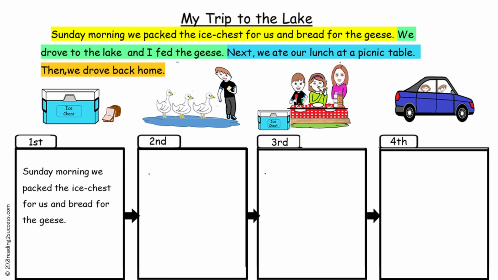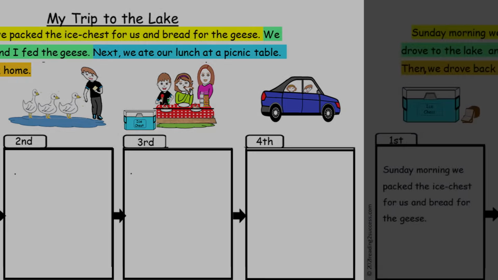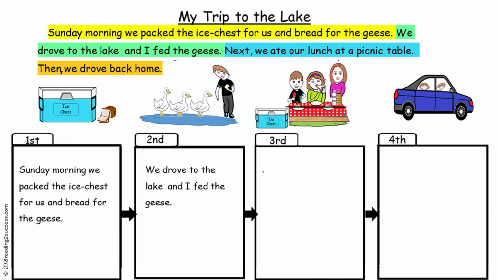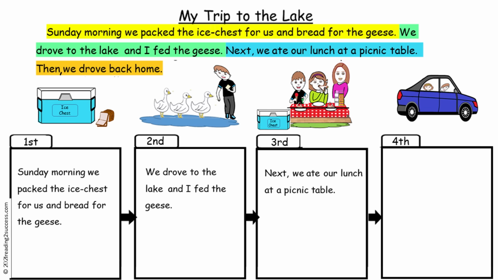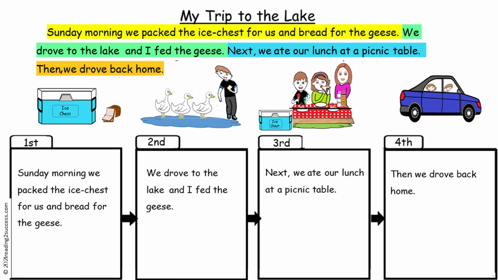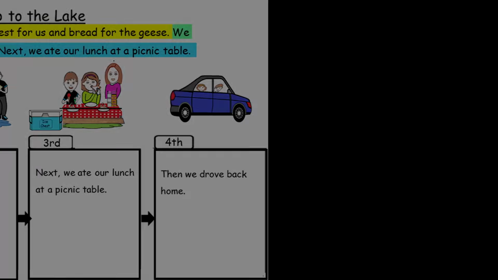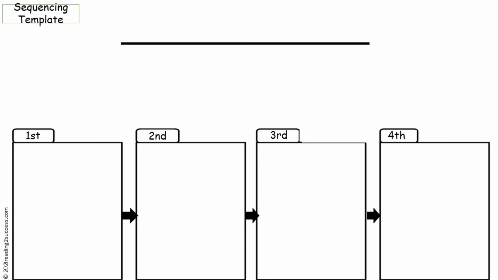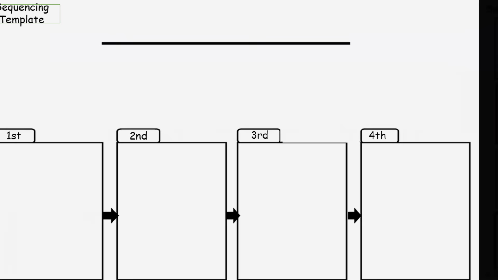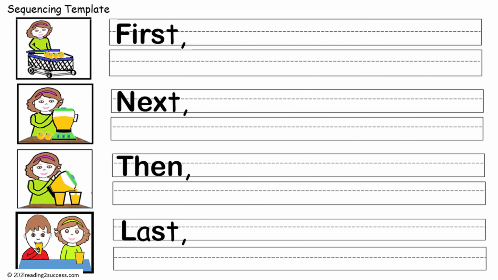Now have them write the first event in the first column, the second event in the second column, the third event in the third column, and the fourth event or the last event in the fourth column. And this is a blank template to fill out. Now have kids finish each sentence describing what is happening in the picture.